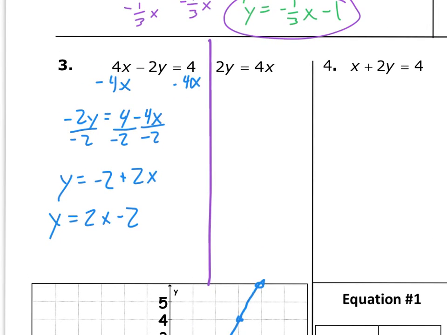This one's going to be a little bit easier. The only thing that we need to do is divide both sides by 2. So if I have y equals 4x divided by 2, that is going to give me a 2x.